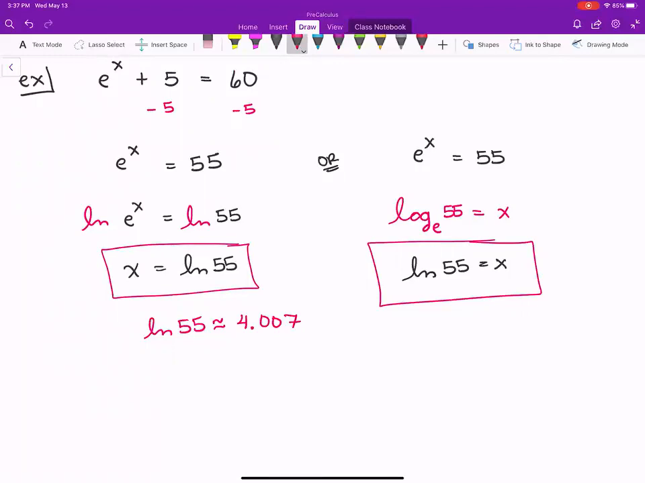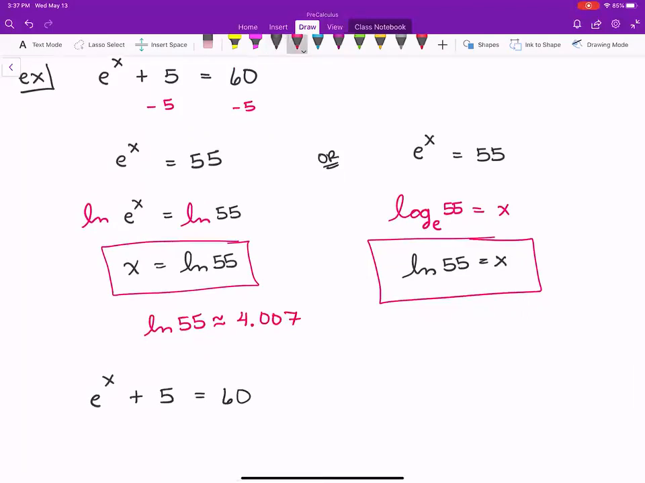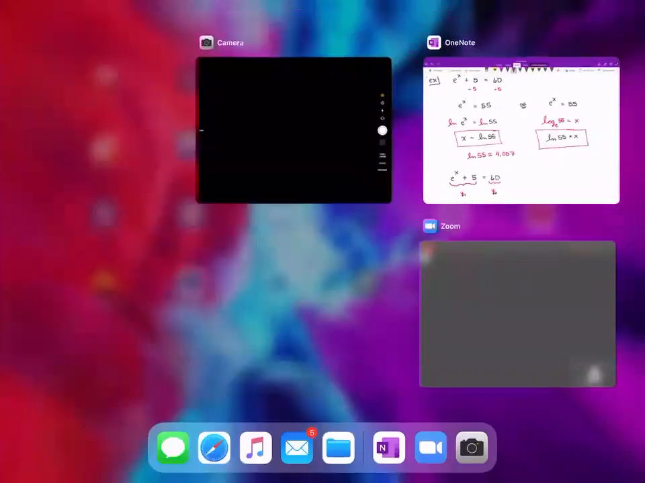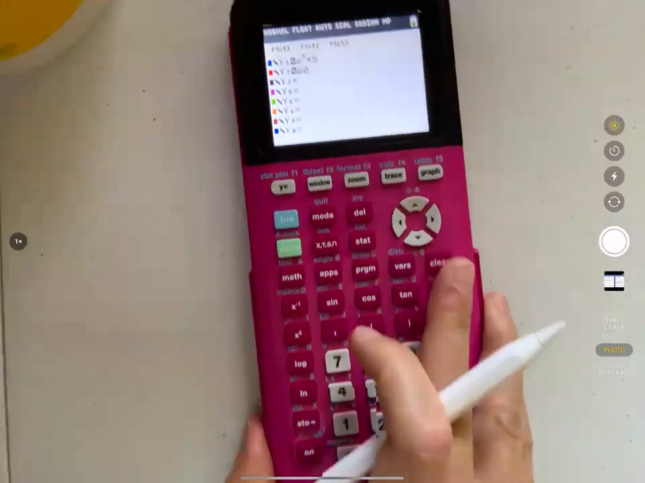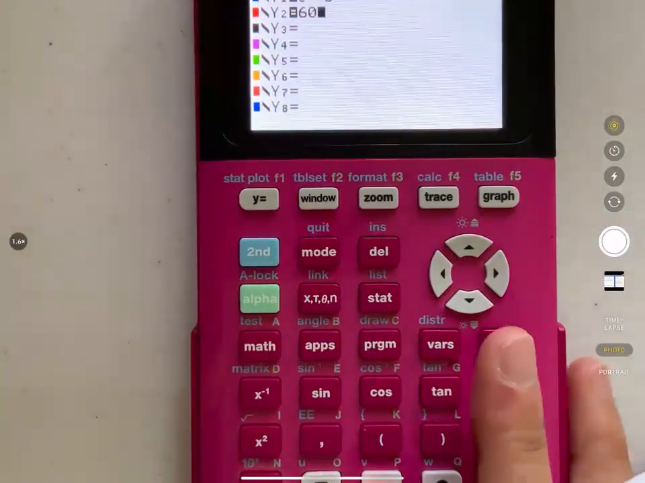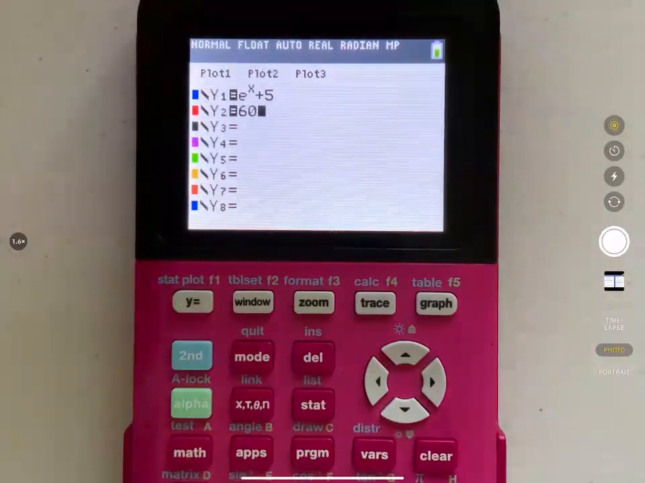So I'm going to approach this problem slightly differently, just to remind you that there are other ways to do these problems. I'm going to use my graphing capabilities, and I'm going to type e to the x plus 5 into y1, and I'm going to type 60 into y2. So grab your calculator and type in e to the x plus 5 into y1, and then 60 into y2. All right, if you've done that, then we want to graph where these two graphs intersect, because the question was e to the x plus 5 equals 60. So really what I'm asking you is, where do these two things intersect?